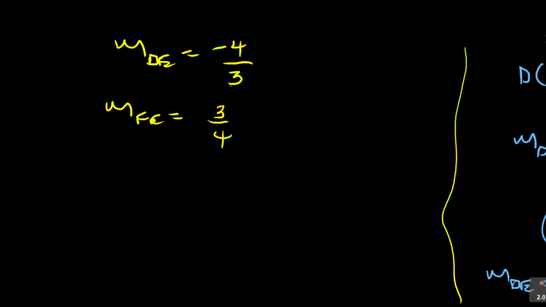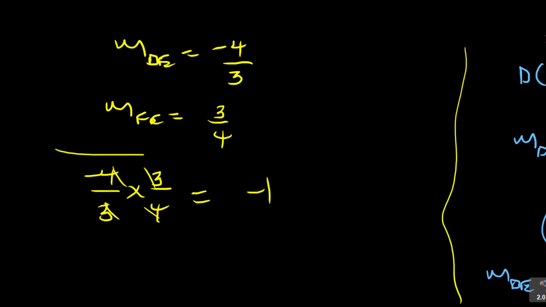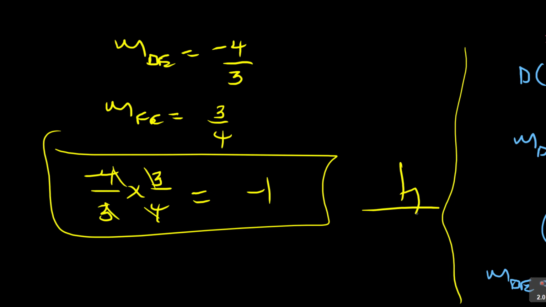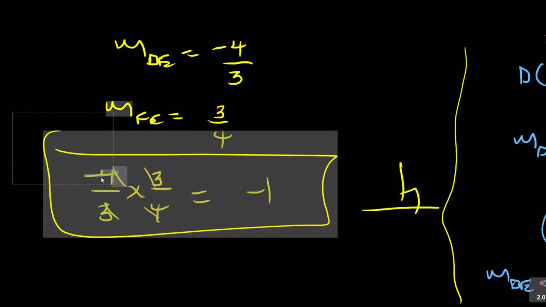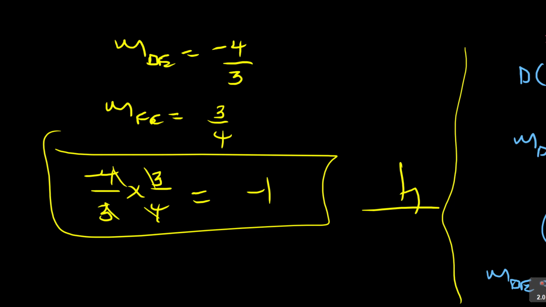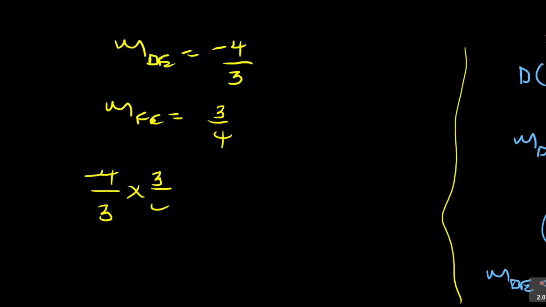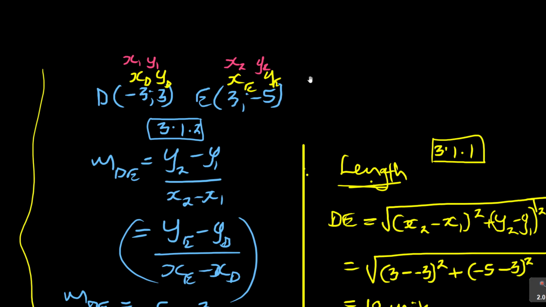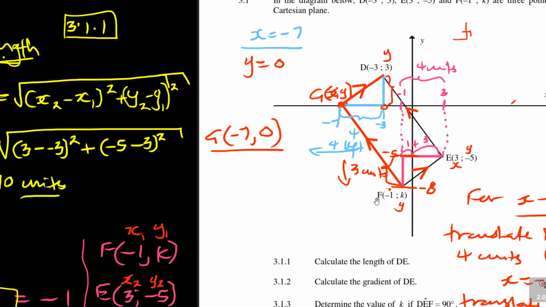If you multiply these two, if you say -4 over 3 times 3 over 4, it must give us -1. Look at this. It's -1, meaning these two lines are perpendicular. You understand? So we are confirming that, but we're not confirming that at this stage. What we are interested in is, since I know this gradient, look at these two lines. Something is interesting. So m of FE is equal to m of GD.